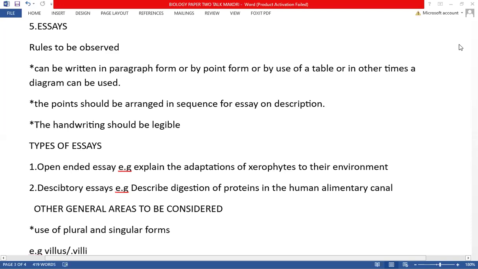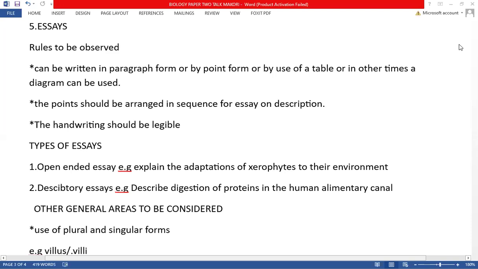It is still okay if you are able to draw a good diagram that will show the parts of the nephron. You can draw it. Then after you have drawn it, you label, then you start responding to the questions. Normally, for the essays, there is a question.